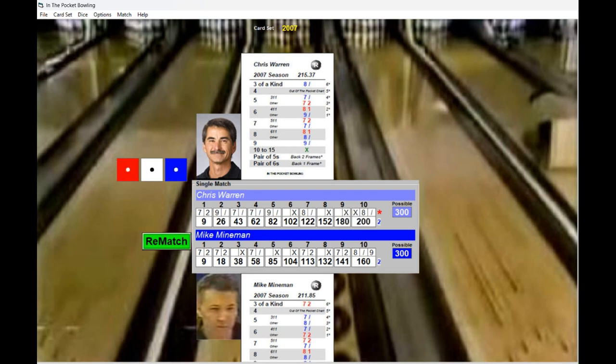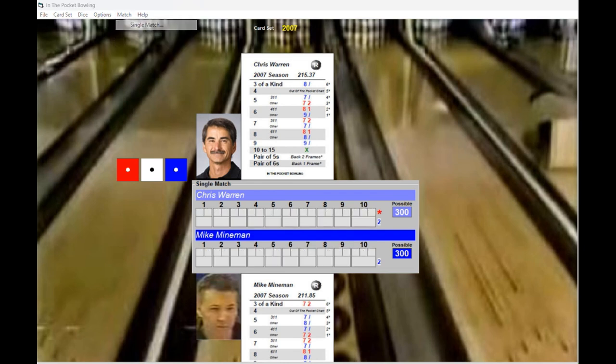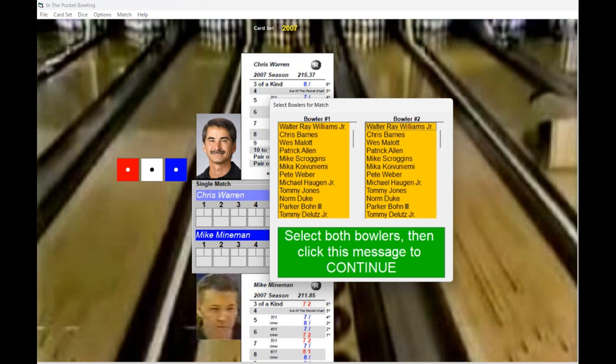A triple one, and an 8 in spare. That's a 200 for Chris Warren. So Chris Warren throws a 200. Mindman throws a 160. So Warren wins the match at 200. Now remember, points are important to find out who gets it. So that is that match. Now let's go with a new match.